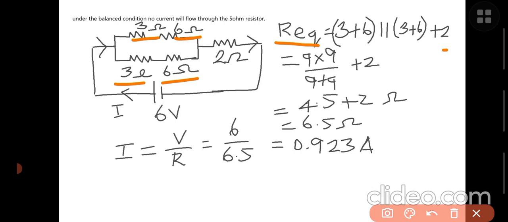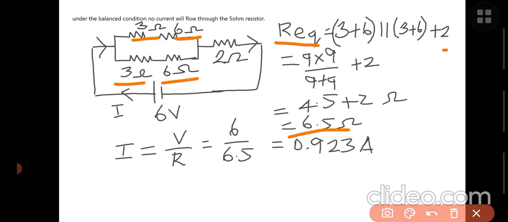Now, calculating the equivalent resistance, we get 6.5 ohms. If you need more time, please pause the video and solve for equivalent resistance. And you can verify that R equivalent will be 6.5 ohms.